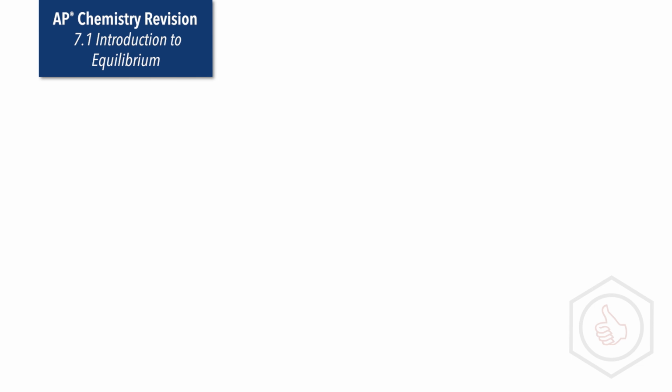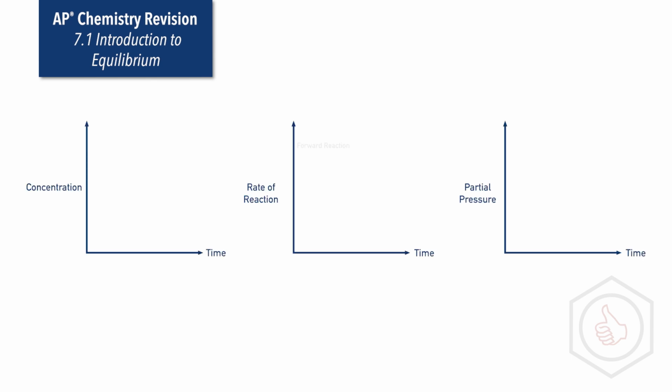Graphs can be used to show how chemical systems change over time as it approaches equilibrium. Whether we're looking at concentration, rate of reaction, or partial pressures, the overall pattern is the same. There's an initial change, followed by a steady state with no change.